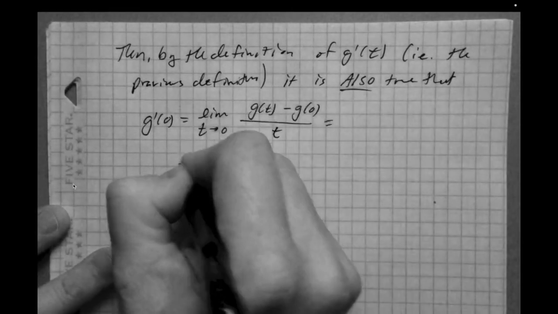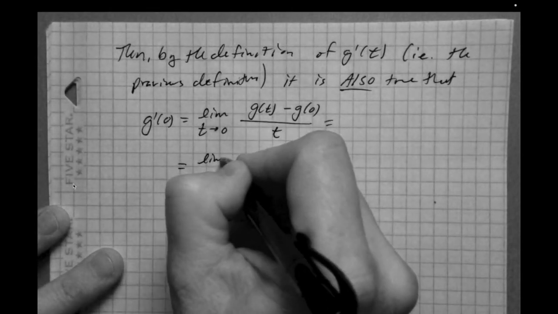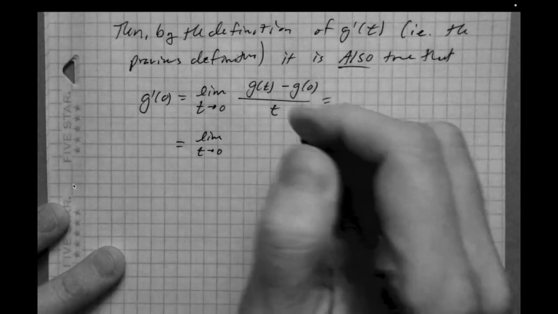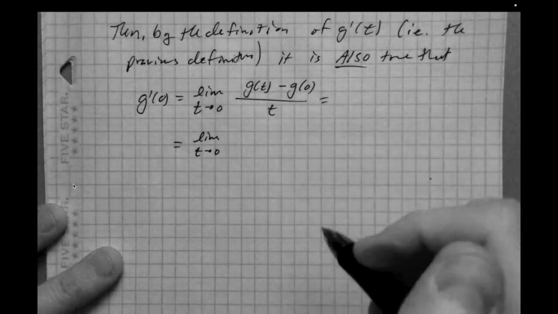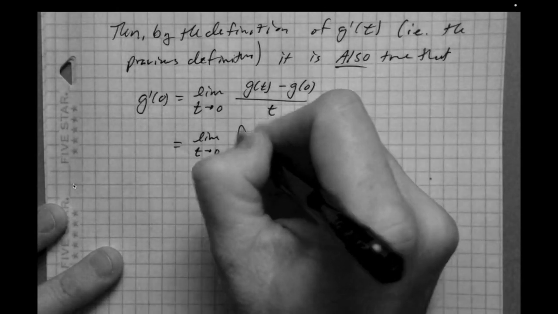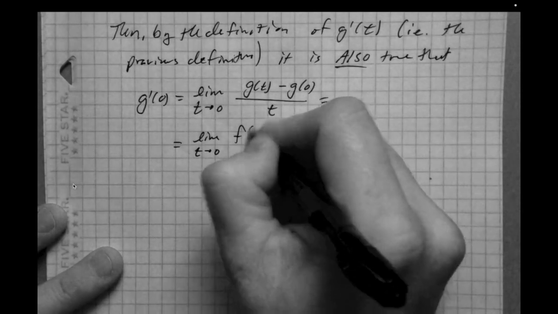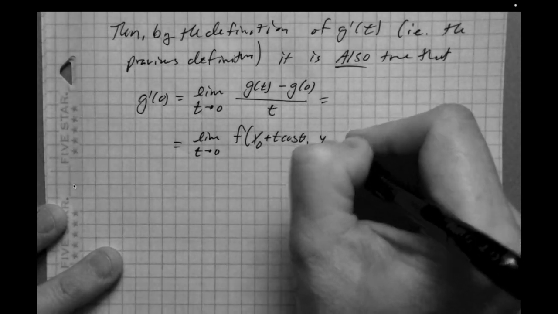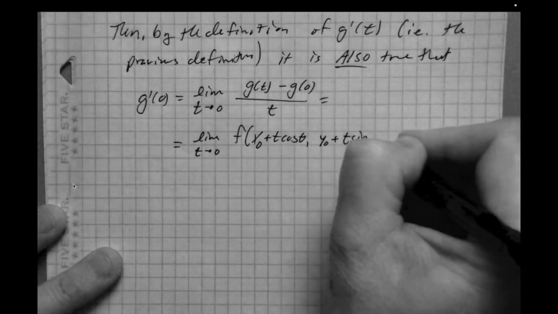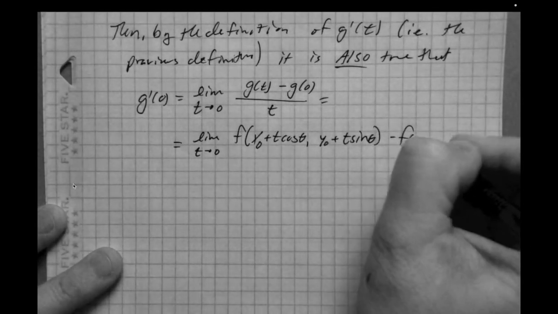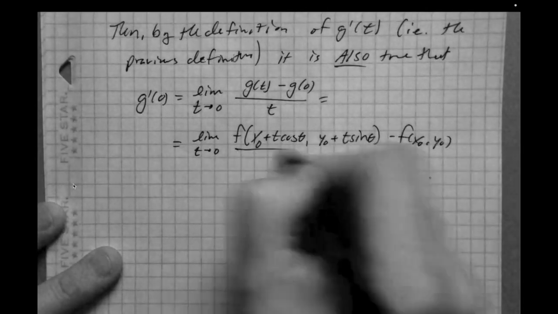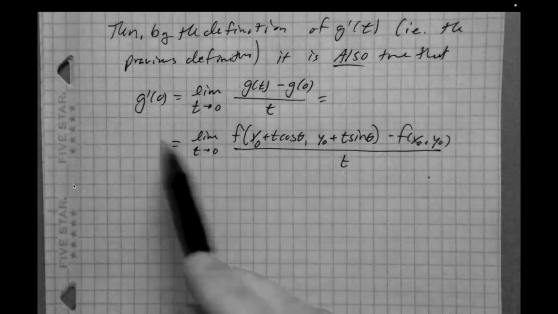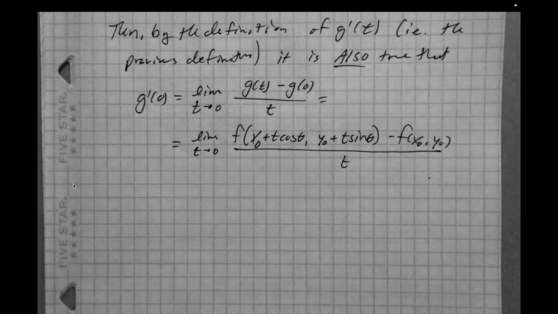And so that's going to also be equal to the limit as t goes to 0 of, and so what are these things? What's g of t in particular? This is going to be f of x naught plus t cos theta, comma, y naught plus t sine theta, minus f of x naught, y naught, over t. And so this is the definition of the directional derivative.